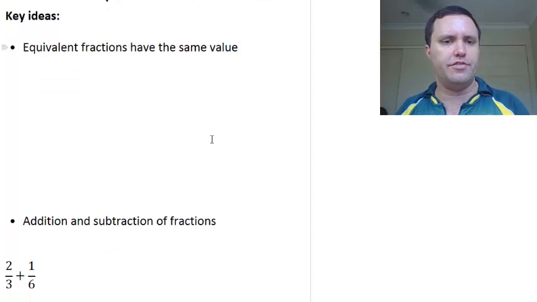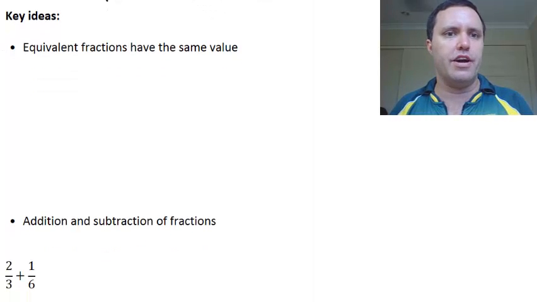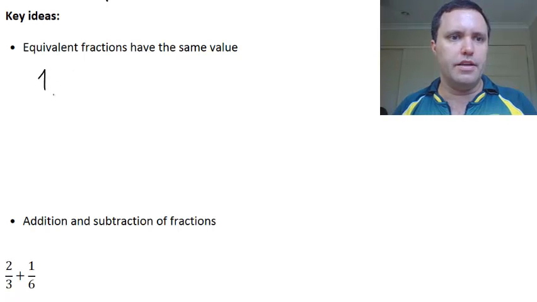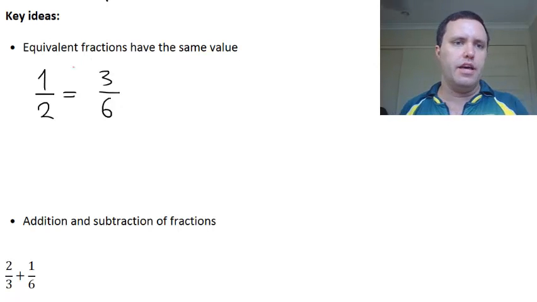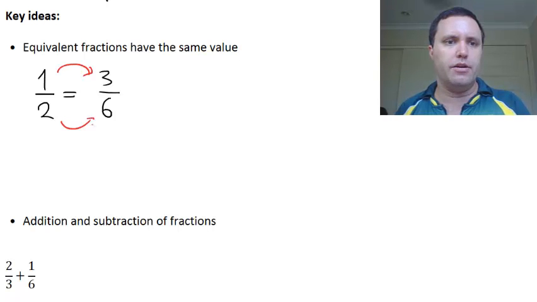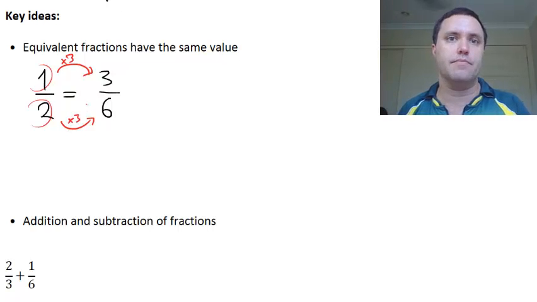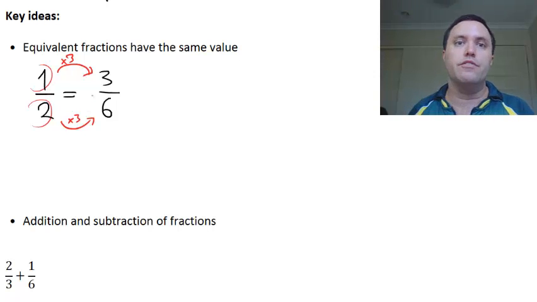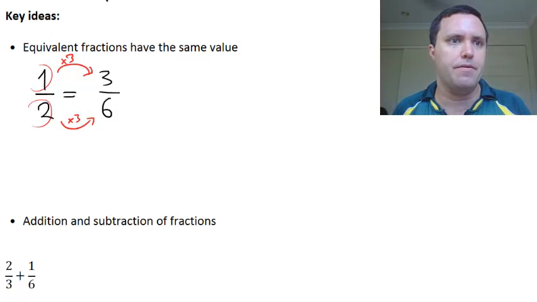All right, let's quickly fly through this stuff. So equivalent fractions, remember, they have the same value. So we can say that a half is equivalent to 3 over 6, because they have exactly the same value. And remember, to go between equivalent fractions, we multiply the numerator and the denominator by the same amount. So 1 times 3 is 3, 2 times 3 is 6. So there are our equivalent fractions and how we make them.